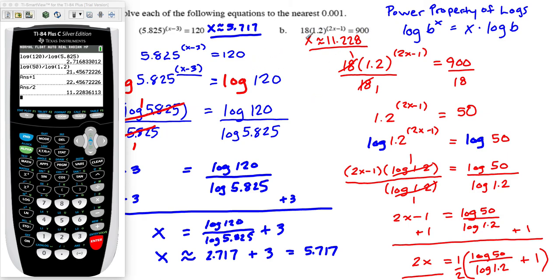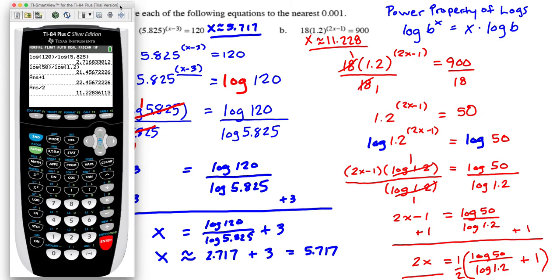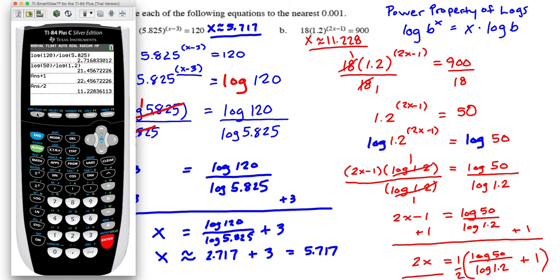But you can graph them. Let's graph b just so we can see that. Let's go to y equals, and let's type in our left side as one function. So let's do 18 times 1.2 raised to the power of 2x minus 1.